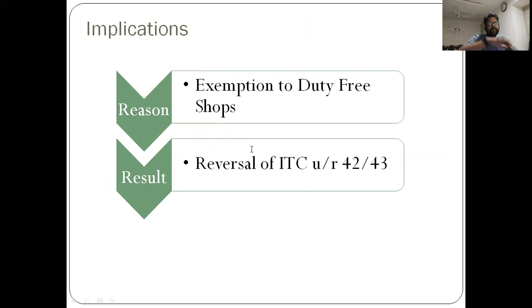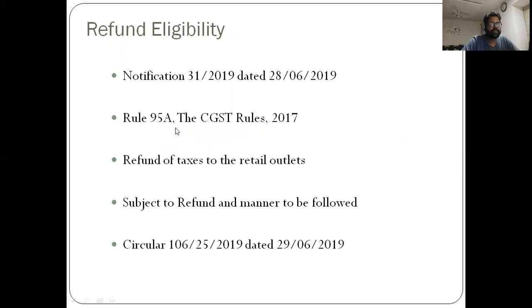However, the corresponding implication of this particular notification results in mandatory reversal of input tax credit under section 17(2) of the CGST Act read with rule 42 of the CGST Rules, because of the input tax credit on procurements and purchases of inward supplies of indigenous goods. Hence, a series of notifications were issued by the central government to allow refund under section 55 of the taxes paid on inward supply of indigenous goods received by these duty-free shops, specifically for supplying to international tourists.